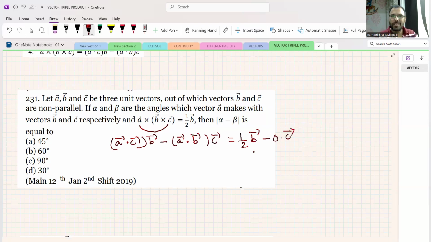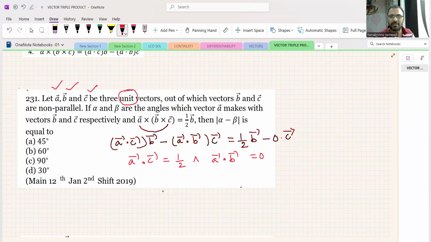You just equate the scalar components. On equating the scalar components, A bar dot C bar is equal to half, and A bar dot B bar is equal to 0. Good. Here A bar, B bar, C bar are unit vectors.